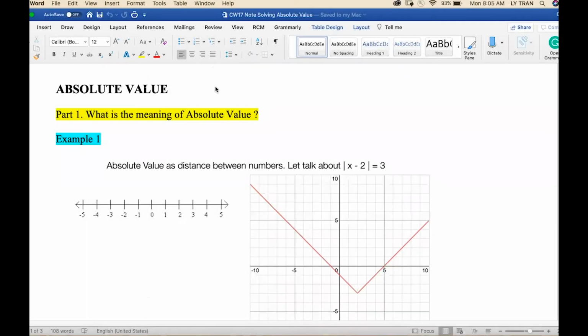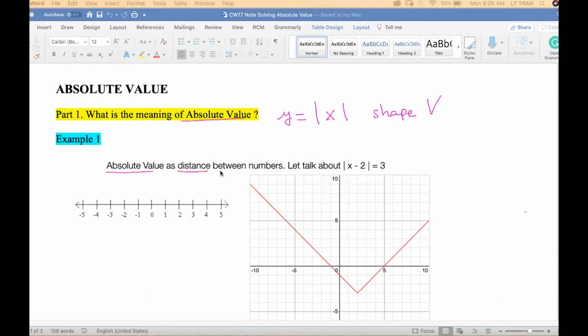Starting first with the notation, we know absolute value is written y equals the absolute value, with a little bar on each side. And then the graph, the shape, is going to look like a victory V. But what is the meaning of absolute value? Absolute value is the distance between numbers. So let's talk about an example.